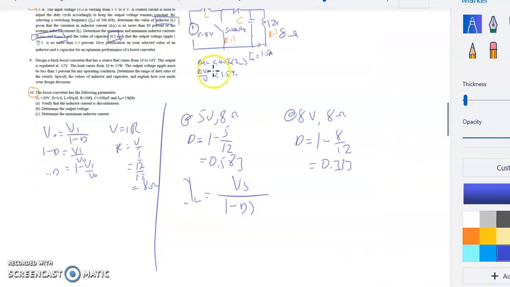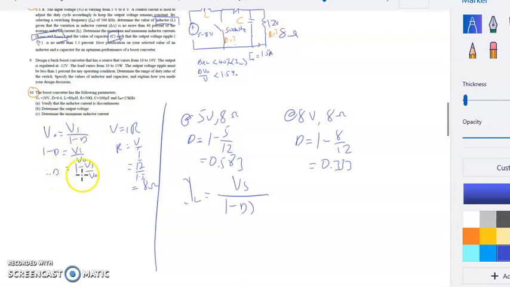Okay, we can go back to the question. First of all, from the formula just now, we try to find out the duty cycle of this scenario. We have the scenario whereby we have 5 volt and 8 volt input voltage to produce 12 volt of output. In terms of the formula just explained, V out for the boost converter is equal to Vs divided by 1 minus D.